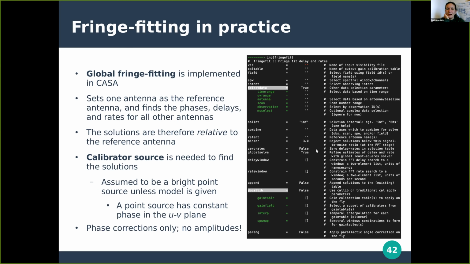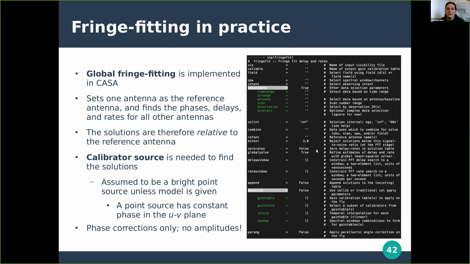In practice, global fringe fitting is implemented in CASA, and you'll get a chance to play around with this in your tutorial. What we do is we set one antenna as the reference antenna, and then find the phases, delays, and rates for all of the other antennas. The solutions here are relative to the reference antenna. They're not absolute solutions. They're always relative to the reference antenna. And again, you need a calibrator source to find the fringe fitting solutions. CASA just assumes this to be a bright point source unless you give it a model, and you can give it a model. If you do have a model of your source, it's always good to start with a model rather than just whatever generic model CASA uses.